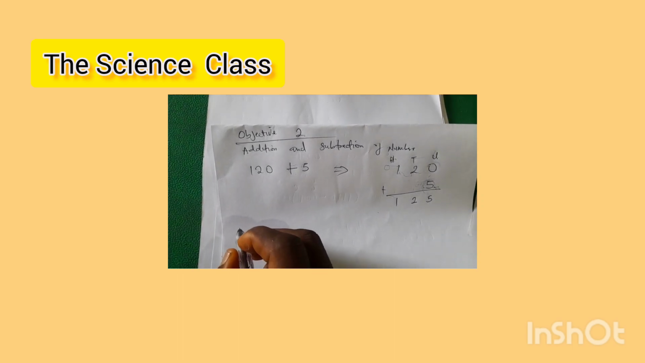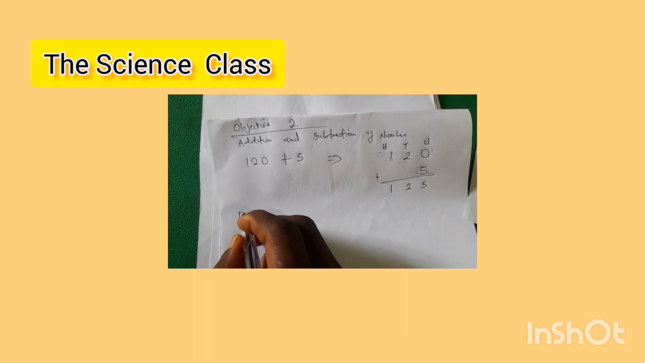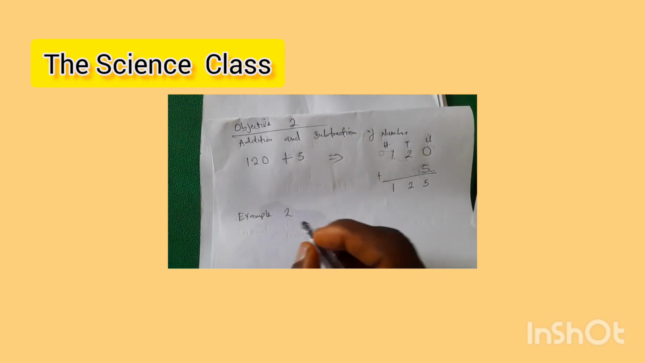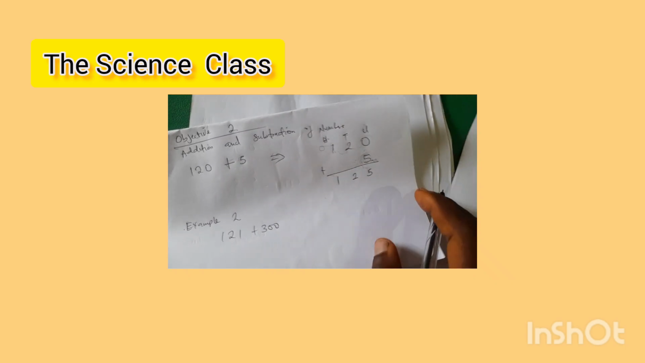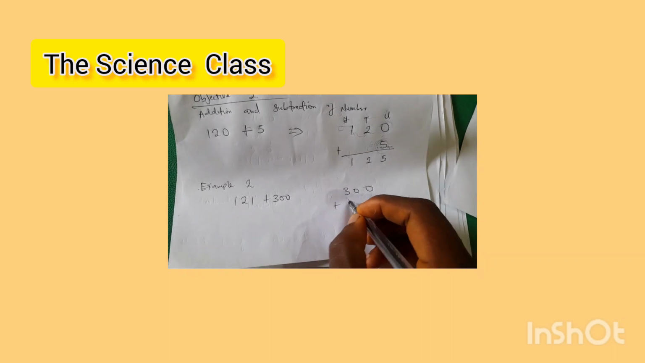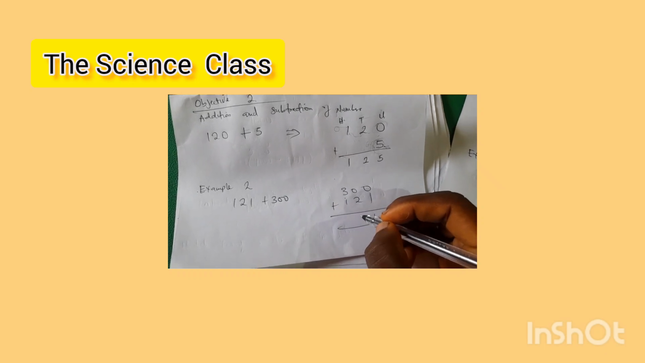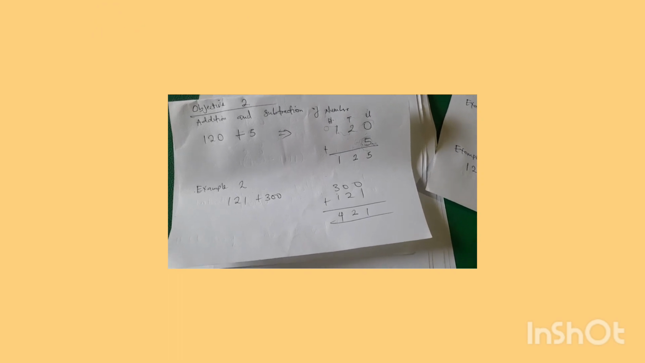Example 2. We have, say, 121 plus 300. Let's also put the bigger number up: 300 plus 121. So you add 0 plus 1 is 1, 0 plus 2 is 2, and 3 plus 1 is 4. So you have 421. All right.